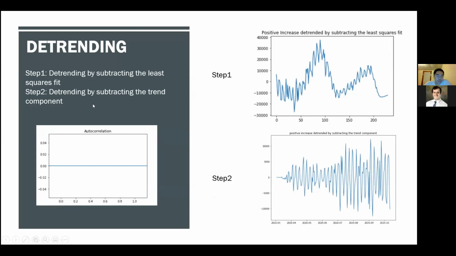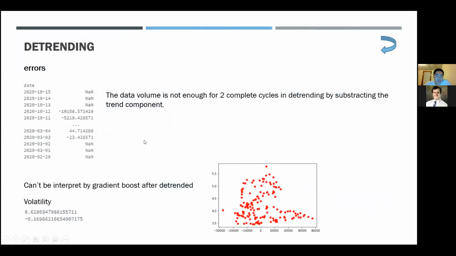So what we do is use the detrended variable after step 1 as the independent variable, and it is modeled by gradient boost. You can see the R-square is negative. We also made a scatter plot. You can see it's such a mess. So this improvement failed.